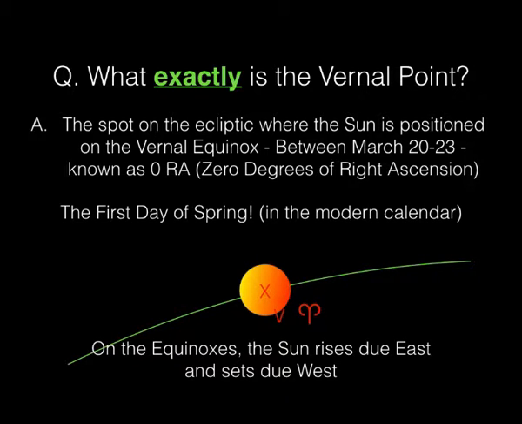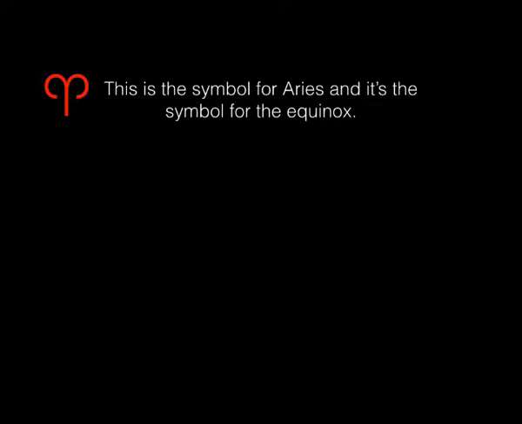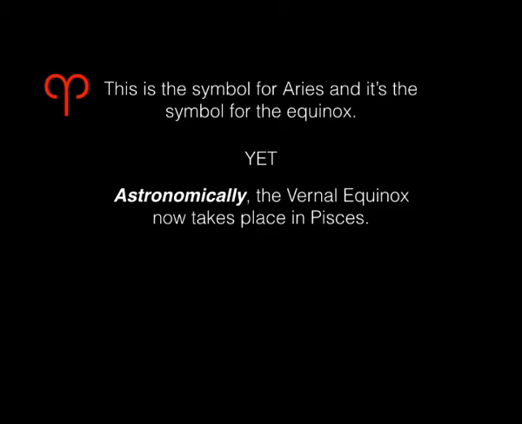Okay, so we can see there that when the sun lands on that X marks the spot, that's the vernal equinox. Now, this is the symbol for Aries, and it's also the symbol for the equinox. Yet, astronomically, the vernal equinox now takes place in Pisces. But don't get excited. It really is okay.